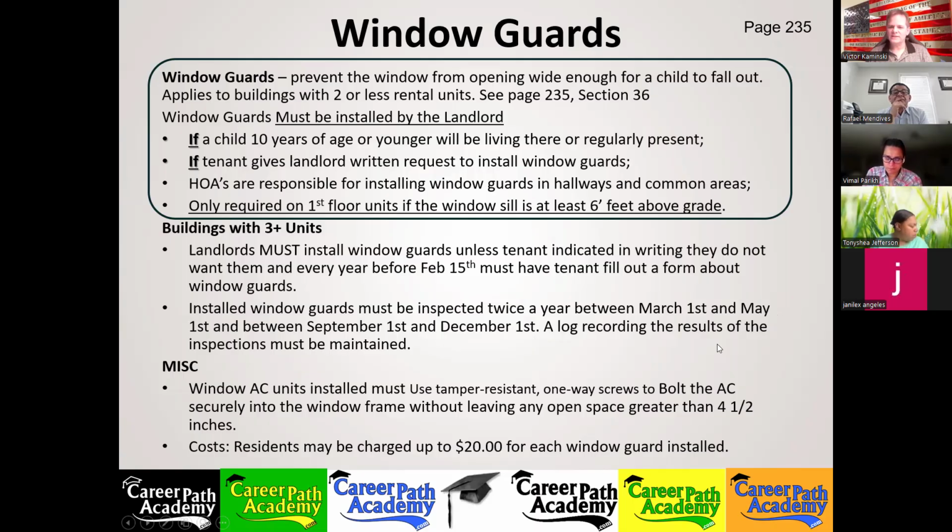And the landlord needs to keep an inspection record that they've checked out the window guards, see that they're in good condition, they haven't been tampered with.